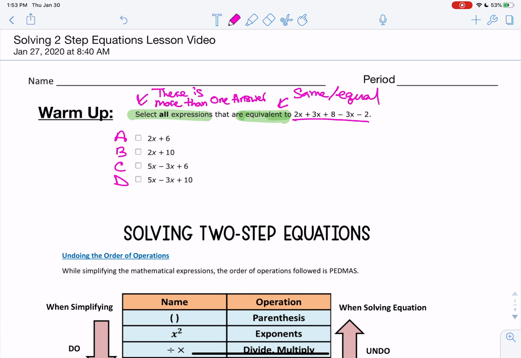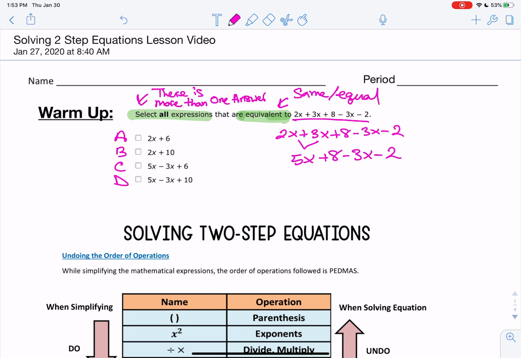So let's find out. We have 2x plus 3x plus 8 minus 3x minus 2. Now you'll notice A, B, C, and D are much shorter. So it's obvious they had to simplify this long expression a little bit to make it shorter, right? So they combined like terms. So let's take a look. I'm going to do the first two, and I get 5x plus 8 minus 3x minus 2. And now I'm going to check A, B, C, and D to see if I'm close.